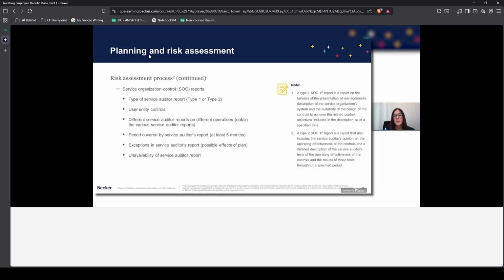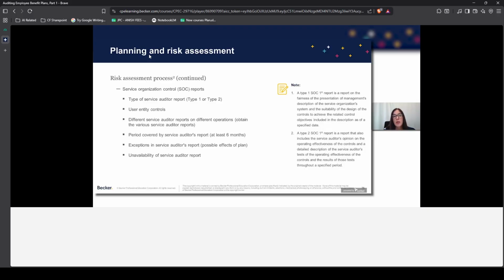Also, please be careful to make sure you do obtain the correct SOC report for your plan, because a lot of times the service organizations will have different SOC reports. The SOC report must cover at least 6 months of your plan year. If it doesn't cover 6 months, you can't use it. If you've got a SOC report that has a fiscal year end, you're responsible for understanding controls for the entire plan year. So if the SOC report has a fiscal year end, you're going to have to get a bridge letter or gap letter that says there were no changes in those controls for that time period.